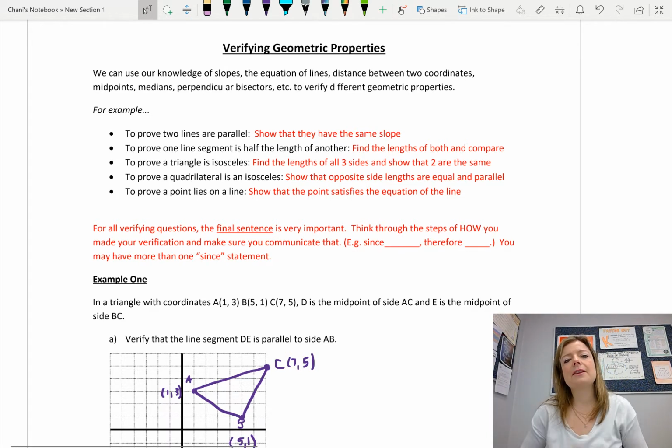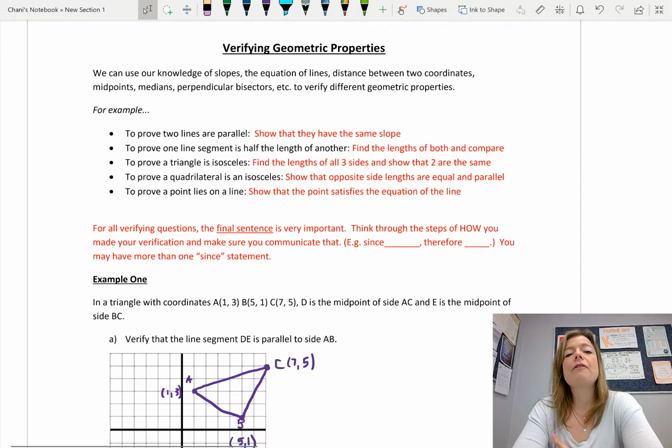The reason why this is called verifying and not proving is because we're just showing that a specific numeric example is true. Proofs occur later on in high school mathematics and definitely in university level mathematics when you're proving that a relationship is true no matter what the numbers are. But in this section, we call it verifying because we're just verifying that a specific example is true.